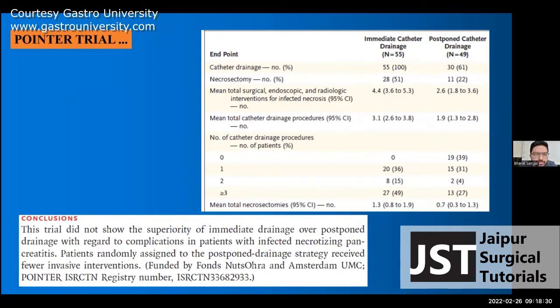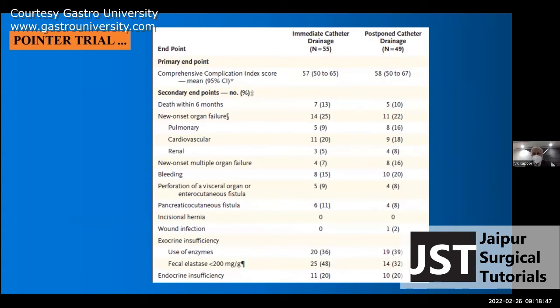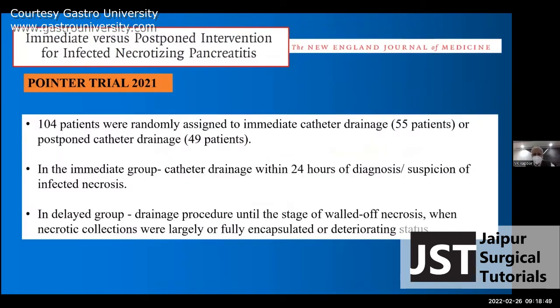Sorry, sir. I'm surprised how they conducted this trial, because you can't say that in this group we will do postponed drainage. Then they should mention in how many patients that plan had to be changed. Is there a mention of crossover from the postponed to the immediate group? Because suppose the patient is deteriorating, suppose there are some complications, you will have to drain. Yes, sir. You can't say that because the patient is assigned to this group, I will wait.